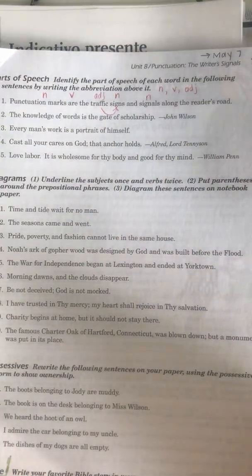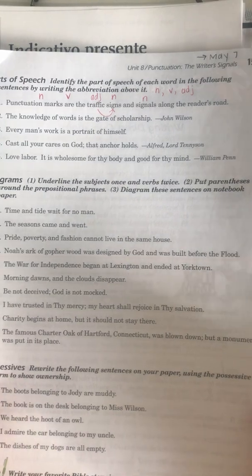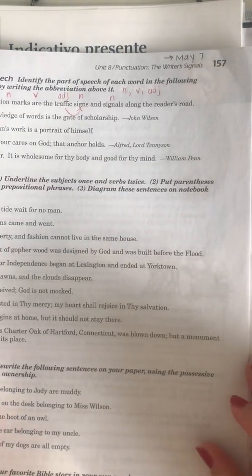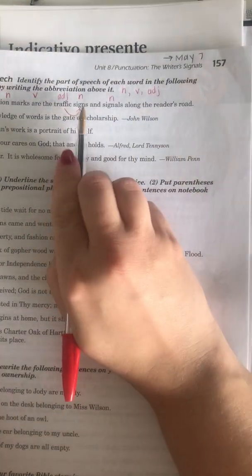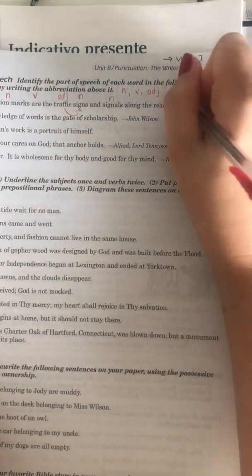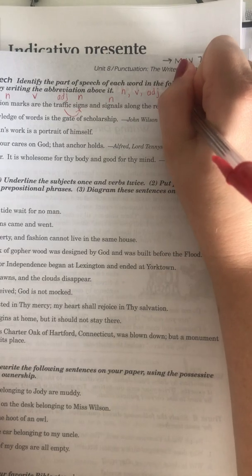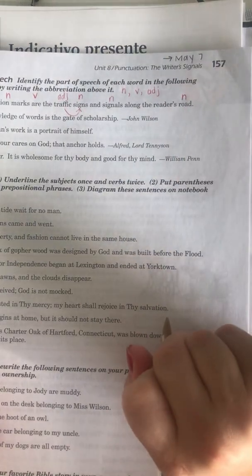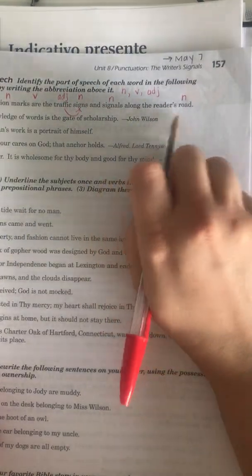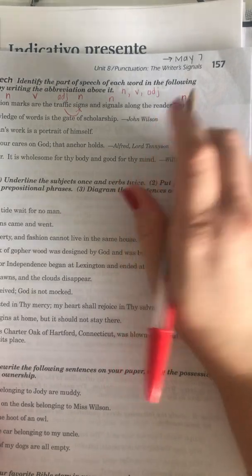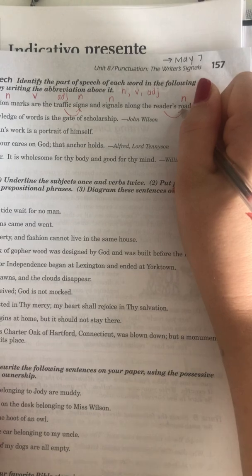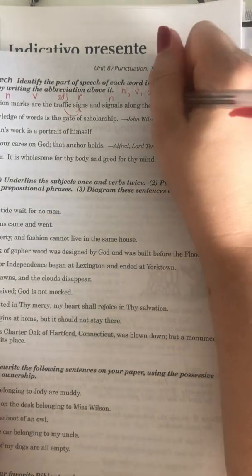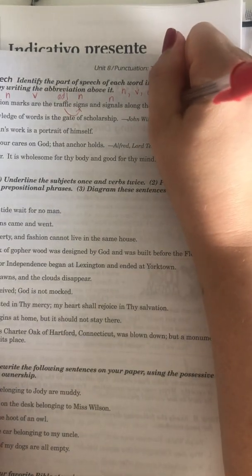Along the reader's road. The reader's road. What kind of road? The reader's road. So this is another example of this. Here we have a noun, which is road, but it is not just a road. It could have said along the road, but it says reader's road. And because the word reader is describing road, it is considered an adjective in this sentence.